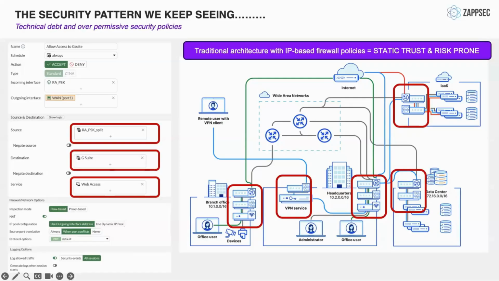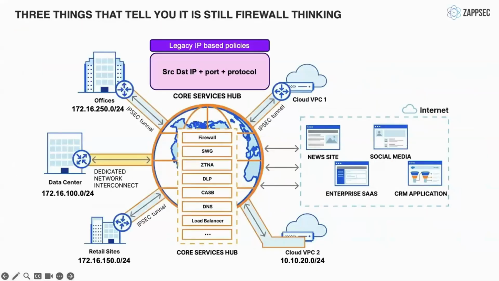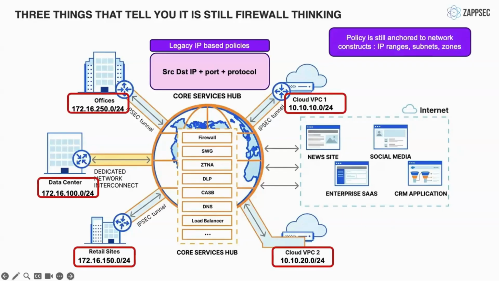So if someone is watching this and thinking, is that us? Here are the three tells, right? Number one, your policy is still anchored to network constructs like IP ranges, subnets, zones. The SASE platform absolutely supports identity-based rules, but nobody rewired the policies to actually use them. So they just map the old zone names to new labels. Yeah, right. Which looks great in the migration report, by the way, because the report's going to say all the policies were successfully migrated, which is technically true, but architecturally it's meaningless.